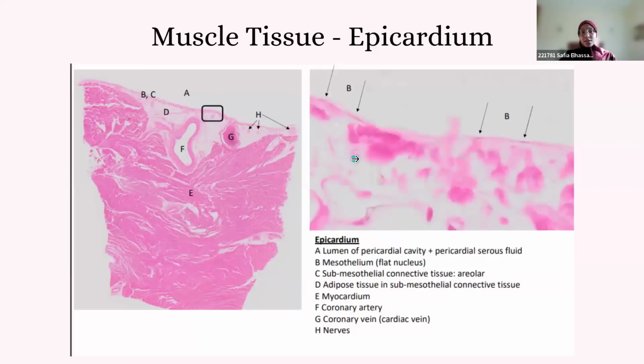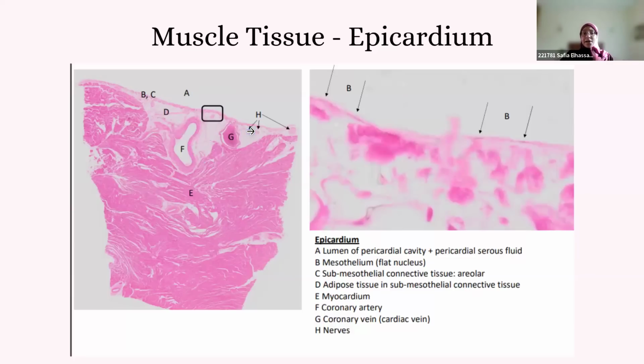Okay, so here is just another section of epicardium. Again, we can see the mesothelium here. Here it's much more clear than it was in the slide before, and you can appreciate the flat nuclei of this very thin layer. So here again, this is the lumen of the pericardial cavity, and then you have the mesothelium, and then you have the submesothelial connective tissue, or areolar connective tissue, and then you have the adipose tissue. Within the adipose tissue, you can see arteries and veins and nerves.